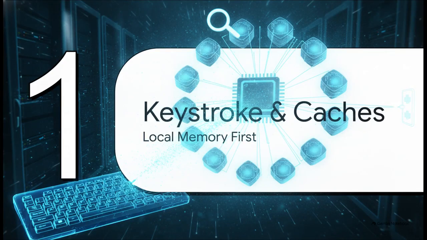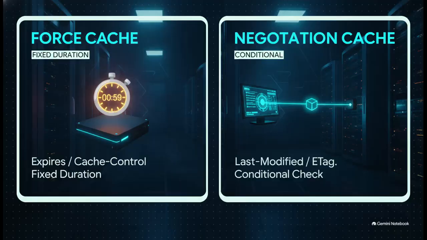Starting right off with part 1, the keystroke and caches, checking local memory first. You see, before a single packet of data even leaves your computer, your browser acts a bit like a detective. It checks its local memory first, trying to skip that expensive network trip entirely. There are 2 main ways it does this.